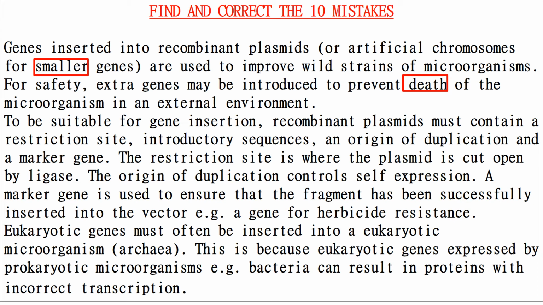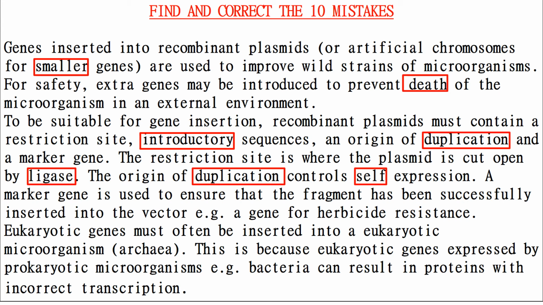To be suitable for gene insertion, recombinant plasmids must contain a restriction site, introductory sequences, an origin of duplication, and a marker gene. So that should be regulatory sequences, and then that should be origin of replication. Okay, so regulatory and replication should be in there. The restriction site is where the plasmid is cut open by ligase. It's not by ligase, that's the next one, it is by restriction endonuclease. The origin of duplication controls self-expression, so that should be replication. And I don't think self-expression is really a priority for bacteria. That should be gene expression. So the origin of replication controls gene expression.